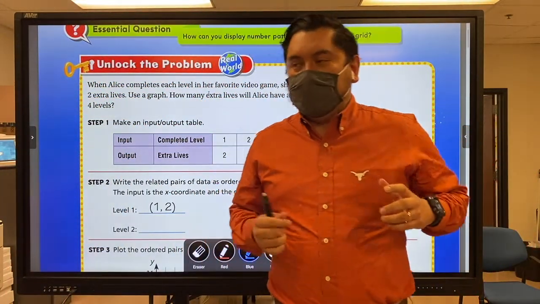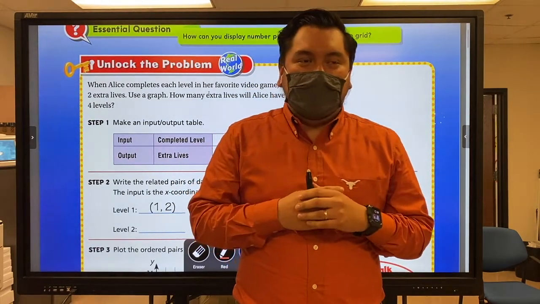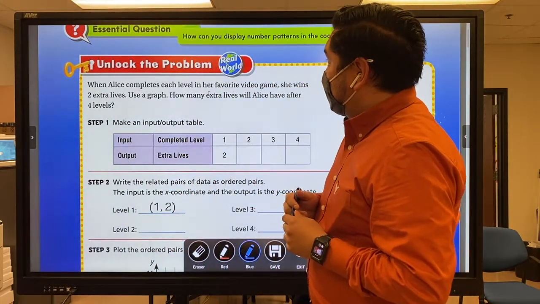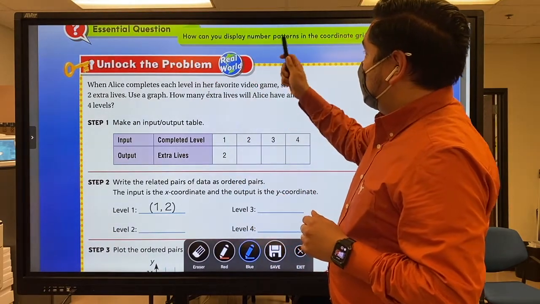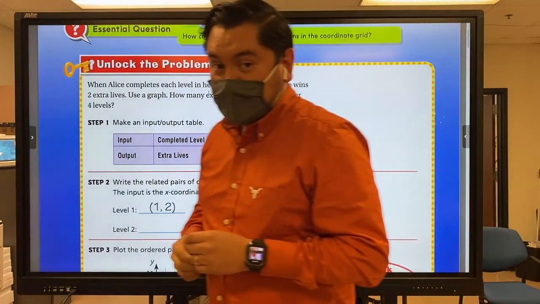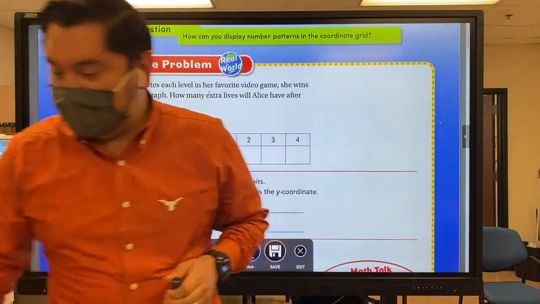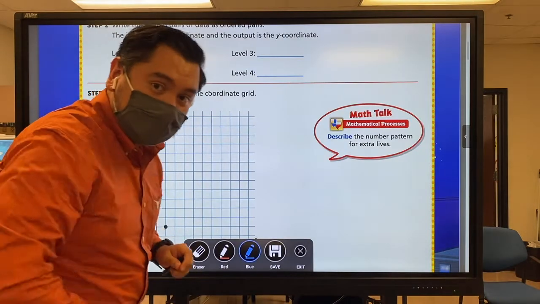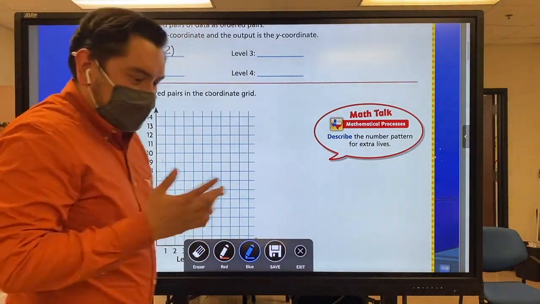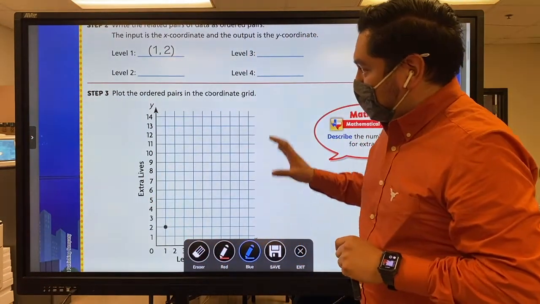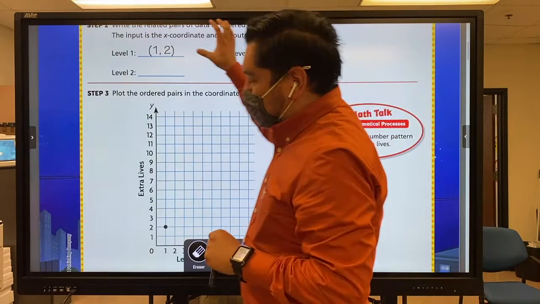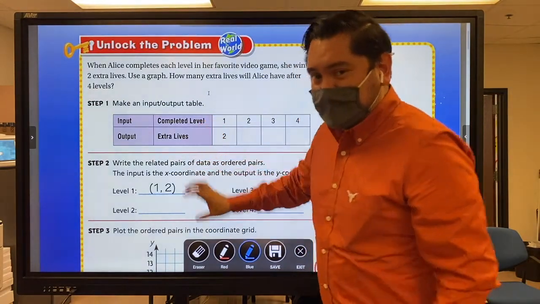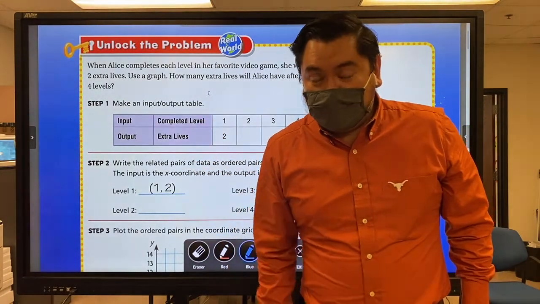You guys have been learning about input-output tables, about graphing ordered pairs. Today we're gonna continue on this concept. Now, the essential question for today is, how can you display number patterns in a coordinate grid? Just to recap, a coordinate grid has an x-axis, which is the horizontal line, and a y-axis, which is the vertical line. It's important to understand that this coordinate grid is connected to the top parts of the problem. You can use an input-output table to graph on a coordinate grid, and that's what we're gonna do here today.